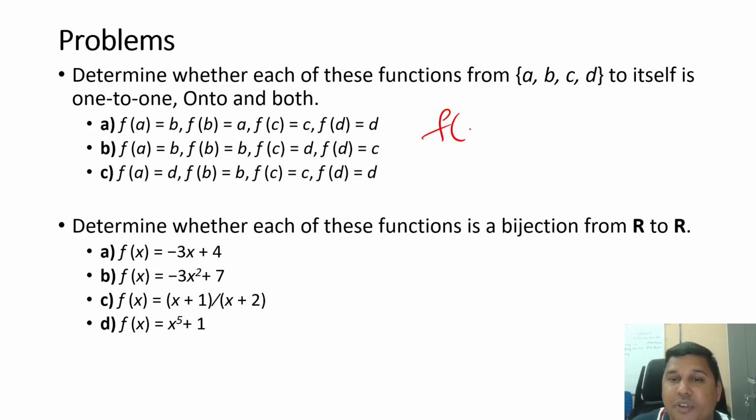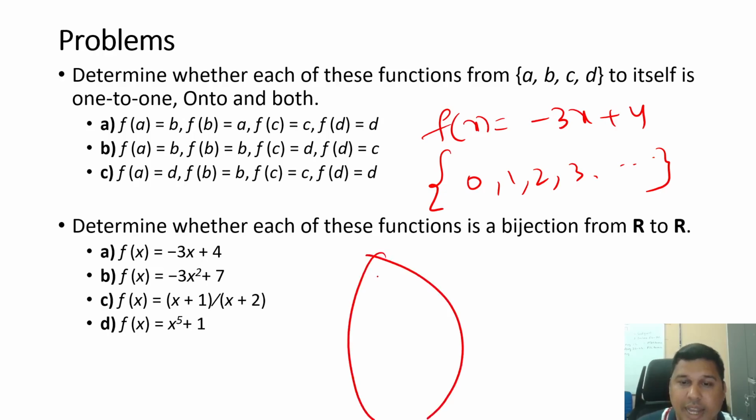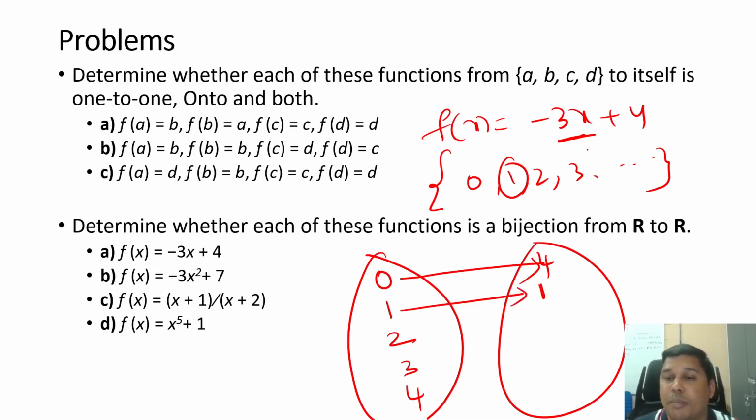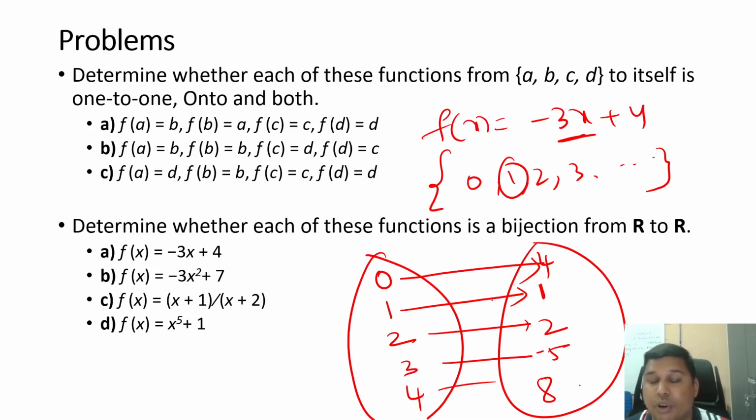I'll write it neatly here. f of x equal to minus 3x plus 4. Assume some x values as 0, 1, 2, 3, and so on. So for the input set, I have 0, 1, 2, 3, 4. In the output set, if you substitute 0, this becomes 4. For 0, the output is 4. When you put 1, minus 3 into 1 minus 3 plus 4, it is 1. So 1 to 1. Then put 2, this becomes minus 2. Put 3, minus 3 into 3, minus 9, plus 4, it is minus 5. Put 4, minus 3 into 4, minus 12, plus 4, this is minus 8. Like this it goes on. So you have to verify for at least 10, 15 values and tell whether it is one to one, or onto, or both, or not. That way you can solve.